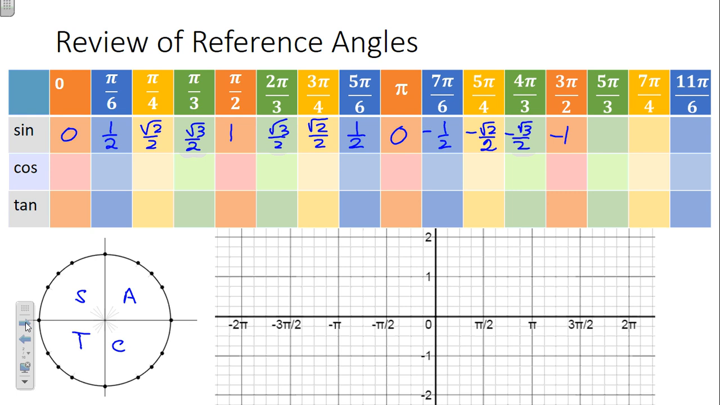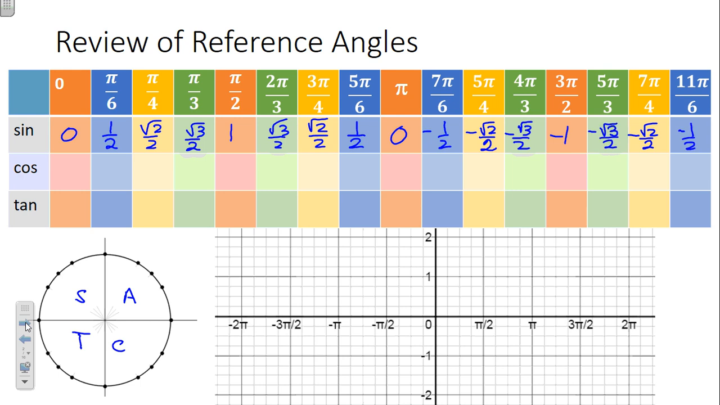5 pi over 3. It's a 60-degree angle in the fourth quadrant. Negative square root of 3 over 2 because cosine and the secant are going to be positive in that quadrant. How about a 7 pi over 4? Negative square root of 2 over 2, it's a 45. In the fourth quadrant, sine's negative, and 11 pi over 6. Negative 1/2.